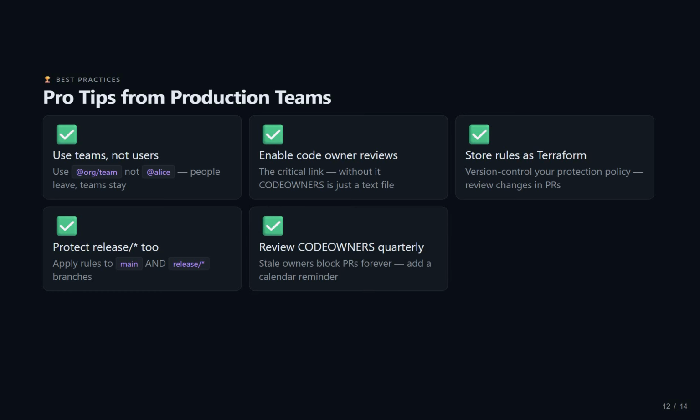And have the code owner file reviewed and maintained, because there will be stale owners causing the PRs to block. So always review your code owner file and dismiss stale reviews, right? This prevents sneaking in last minute changes after approval. So always dismiss the stale review. Once approved, if you make some changes, it has to go through the next approval.